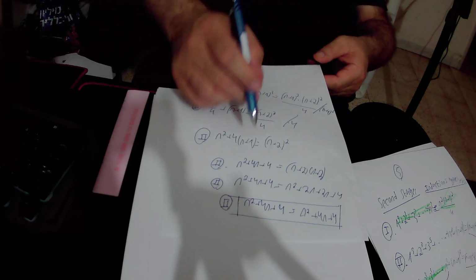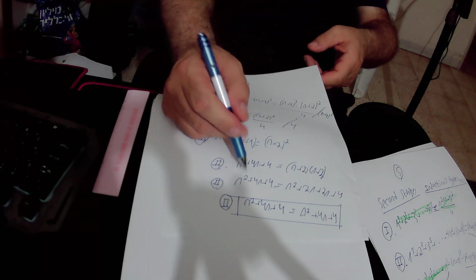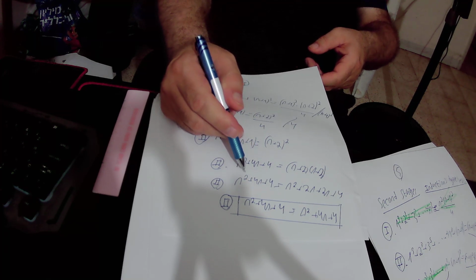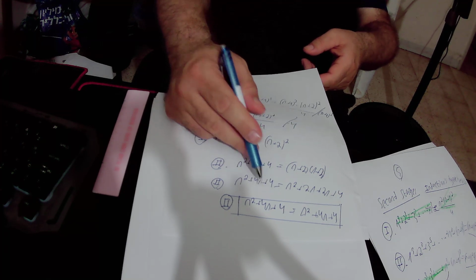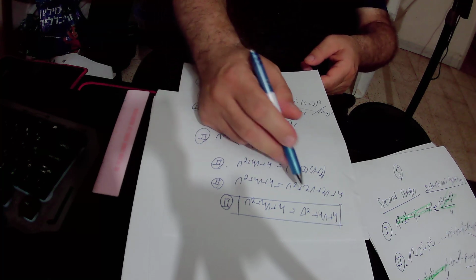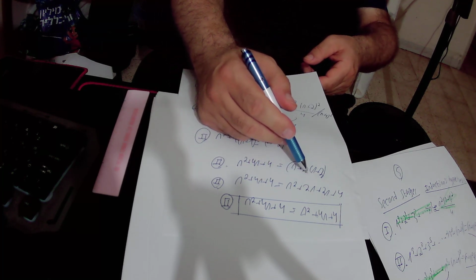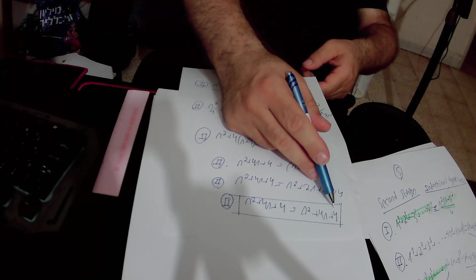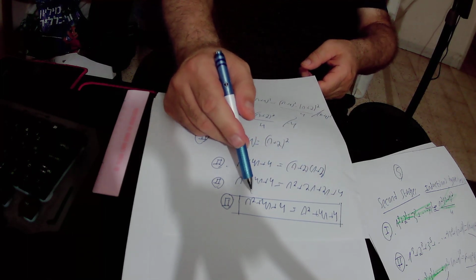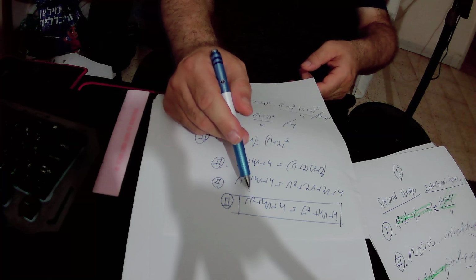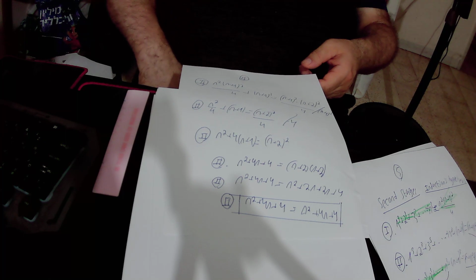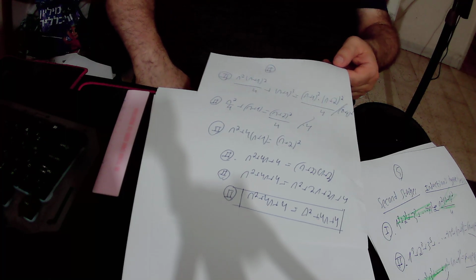So here we copy it here as it is. This is n squared plus 4n plus 4 equals to n squared. 2n plus 2n is 4n, and we have here 4, we copied it here. So we have here identity, n squared plus 4n plus 4 equals to n squared plus 4n plus 4.